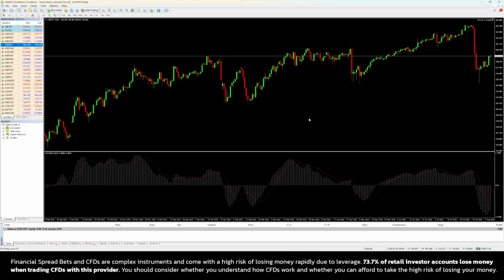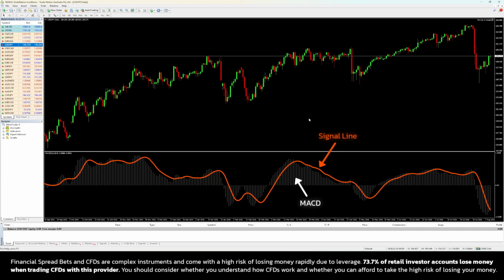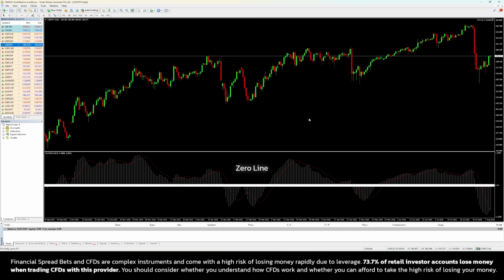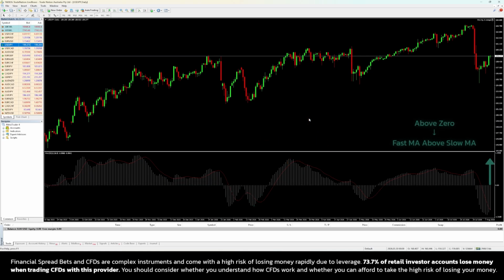The built-in MT4 version displays the relationship between the faster and slower moving averages, together with a signal line. When the MACD moves above or below the signal line, traders may use that change to assess shifts in momentum. The zero level is another useful reference. Movement above zero indicates that the faster moving average is above the slower moving average, while movement below zero shows the opposite.